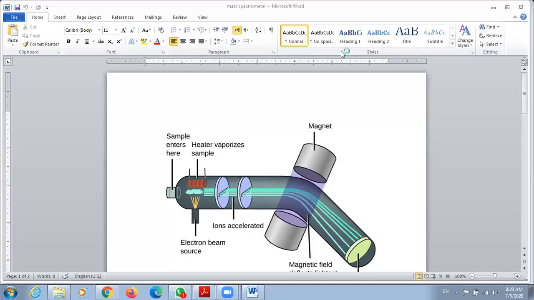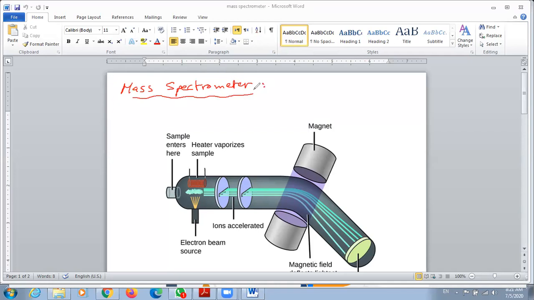We said that in order to find out the different isotopes of an element and their percentage abundances, we use an instrument which is called the mass spectrometer. Okay, Matthew? Yep. Okay, now what is this mass spectrometer? How do we use it?